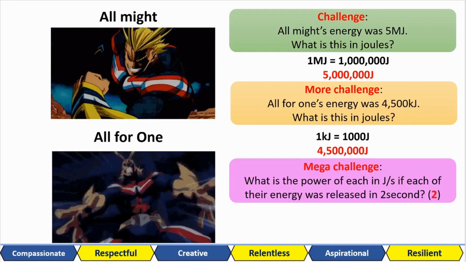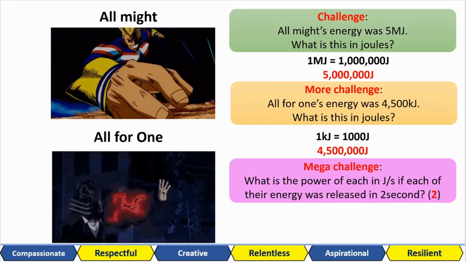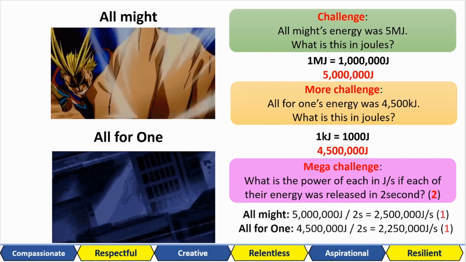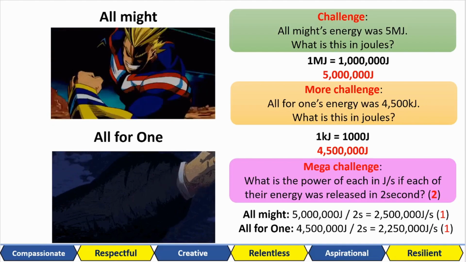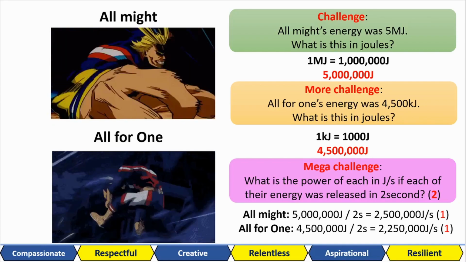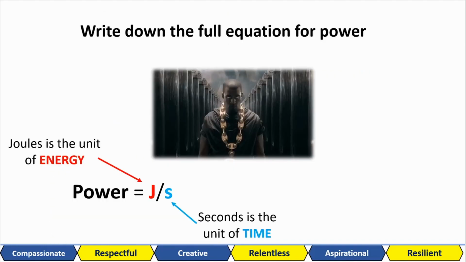For the last question, it tells you that power is joules over second. That means that we have to divide the joules by the time we have, which is 2 seconds. This gives us 2.5 million joules per second for All Might and 2,250,000 joules per second for All for One.